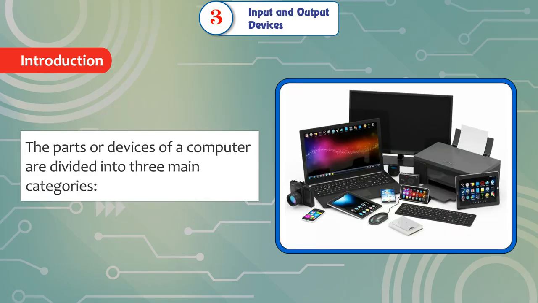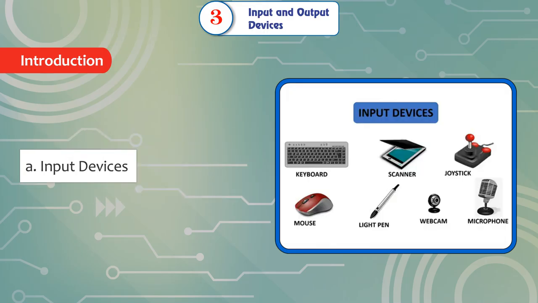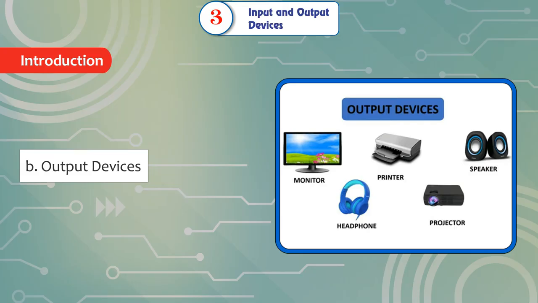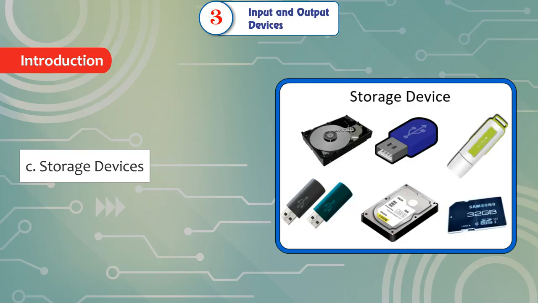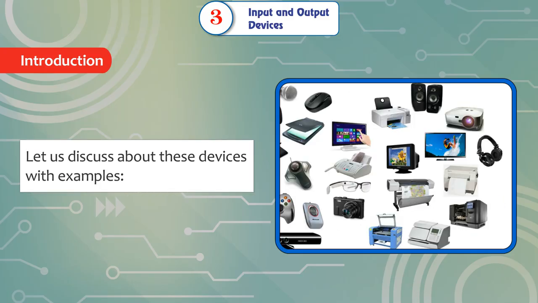The parts or devices of a computer are divided into three main categories. A. Input devices. B. Output devices. C. Storage devices. Let us discuss about these devices with examples.